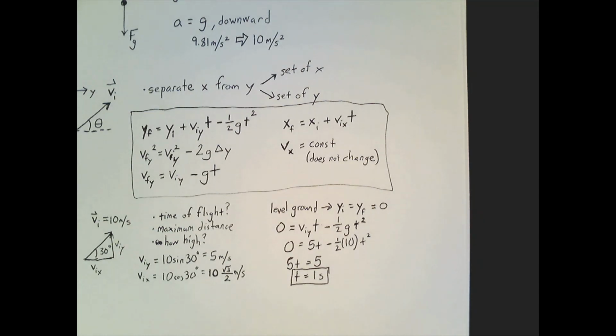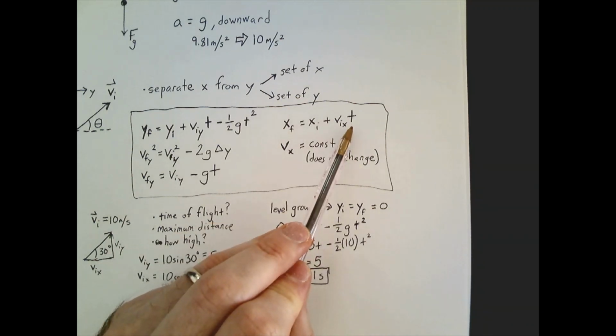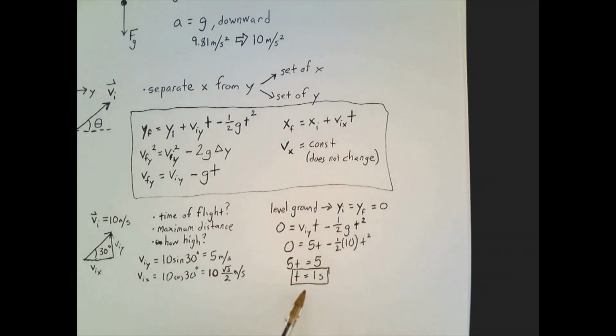Now I want to find the maximum distance. The maximum distance occurs when the ball has essentially completed its whole time of flight. So it's going to reach its maximum distance in the x direction when we plug in the time of flight into t here. So t is 1 second. We're just going to plug that in.